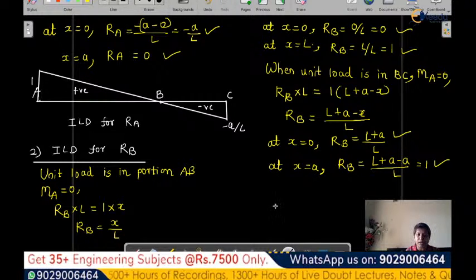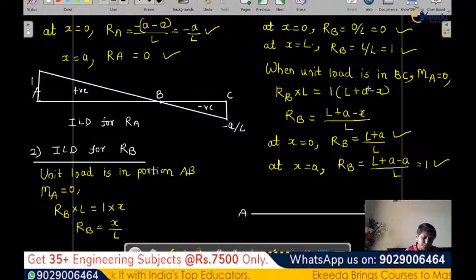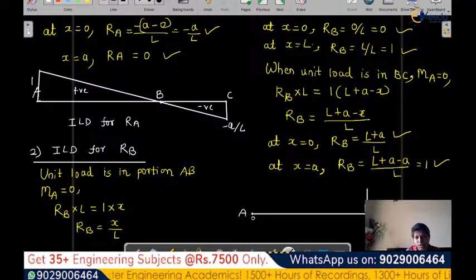Now let's draw the influence line diagram for RB, the reaction at B. I'm drawing again the similar line, the overhanging beam. So this is A, this is B, this is C. Now let's see the values. At X equal to 0, RB is 0 here. X is varying from 0 to L, so at X equal to 0, RB is 0, and at X equal to L, RB is 1. So this is the 1 ordinate.